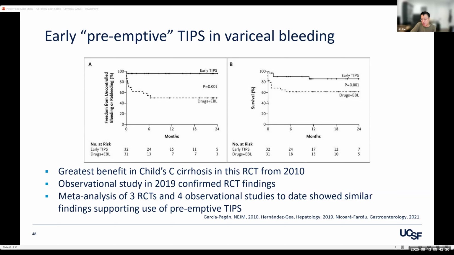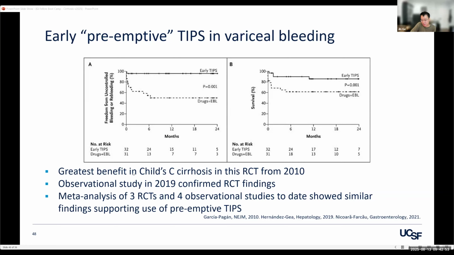Now, going back to Quinton's answer about the patient with Child B cirrhosis coming in with a bleed, this is the idea behind the preemptive TIPS. This was a study done by Lo and Garcia-Pagan in 2010, that looked at patients coming in with variceal bleeding, and what the practice should be for early TIPS.